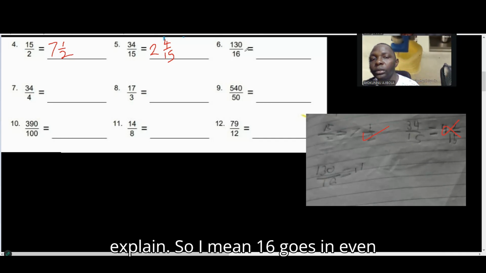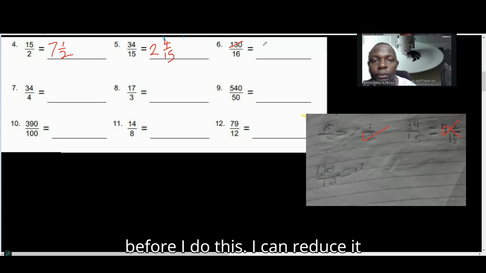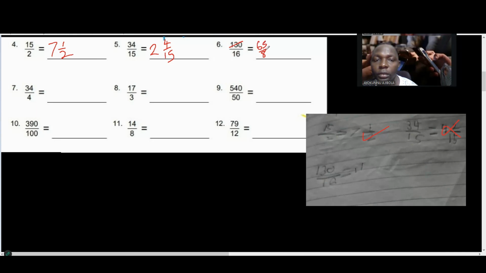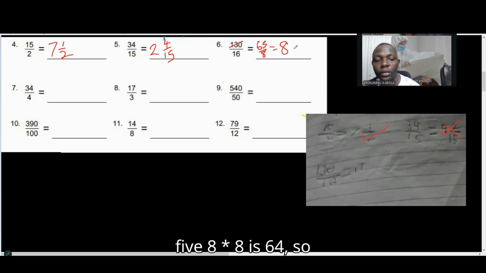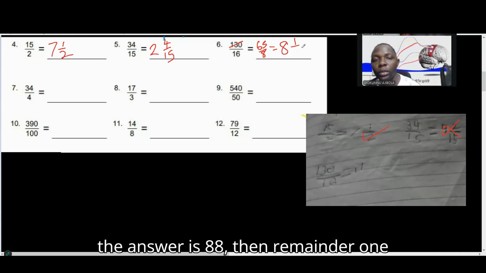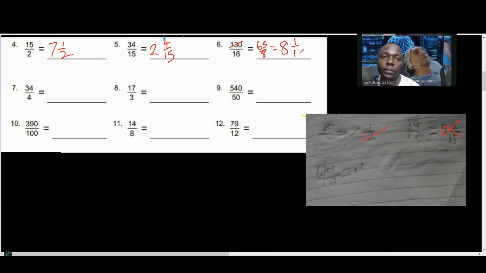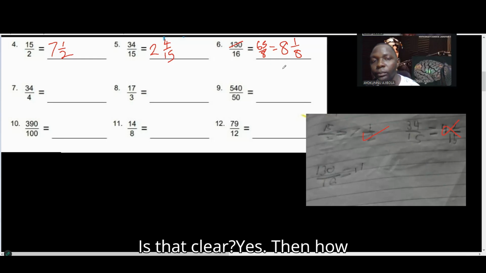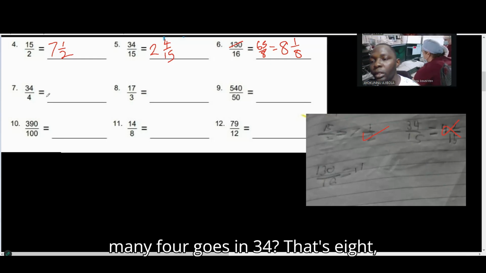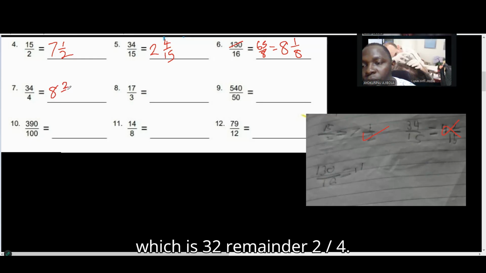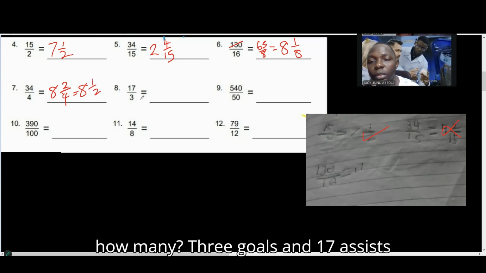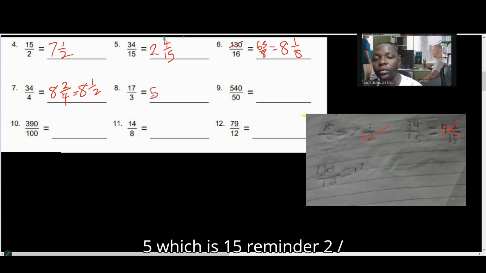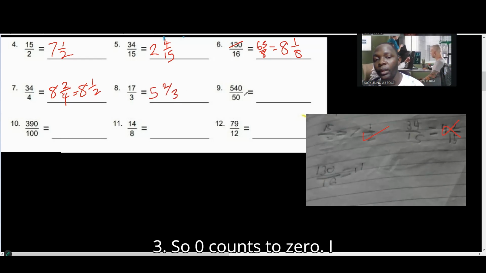So how many 16 goes in? Even before I do this, I can reduce it, this is 65 over 8. So how many 8 goes in 65? 8 times 8 is 64. So the answer is 8 here, remainder 1 over 8. Is that clear? Yes. Then how many 4 goes in 34? That's 8, which is 32. Remainder 2 over 4. Then we can say 8, 1 over 2. How many 3 goes in 17? That is 5, which is 15. Remainder 2 over 3.